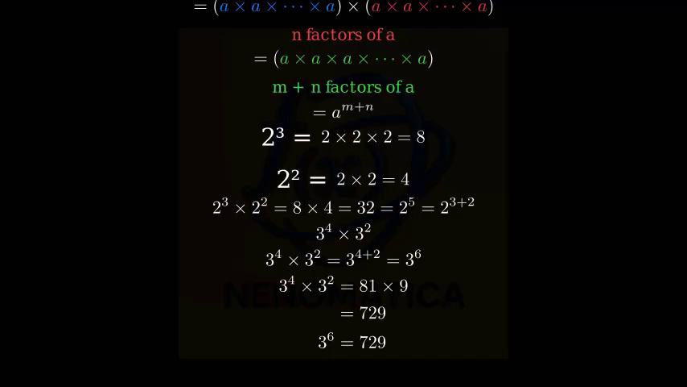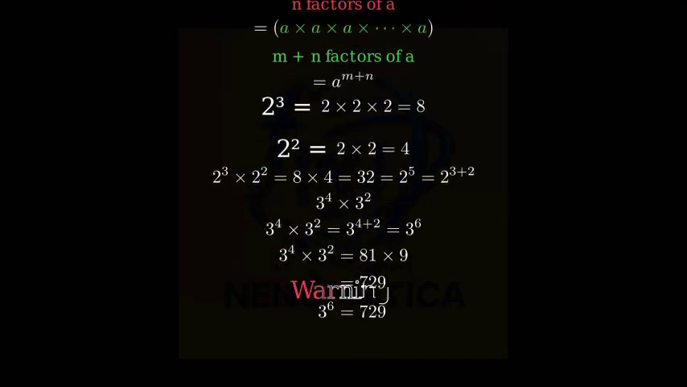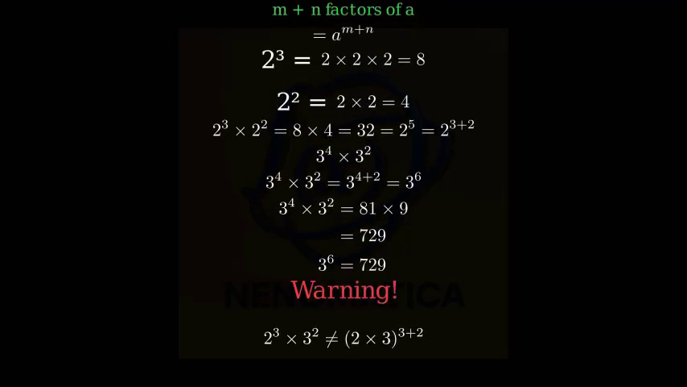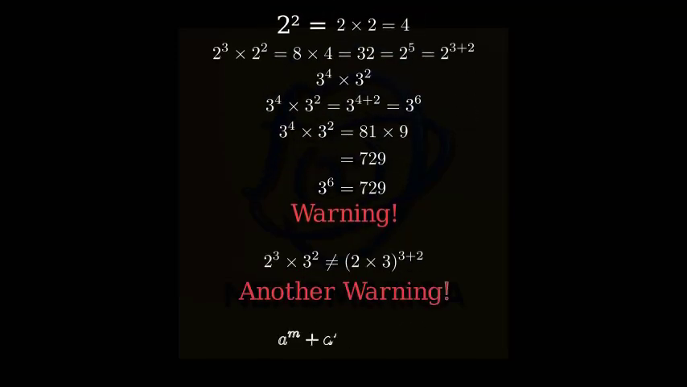It's important to note what this rule does not say. The product of powers rule only applies when the bases are the same. For example, 2 to the power 3 times 3 to the power 2 cannot be simplified using this rule because the bases 2 and 3 are different. Also, be careful not to confuse the product of powers with the sum of powers. A to the power m plus a to the power n is not equal to a to the power m plus n. These are completely different operations.